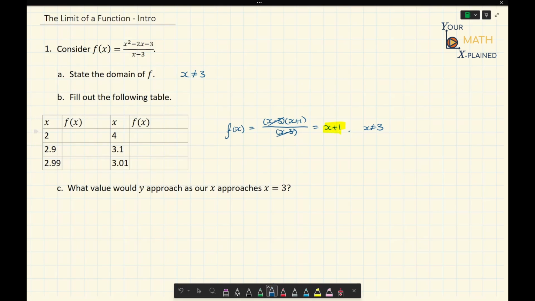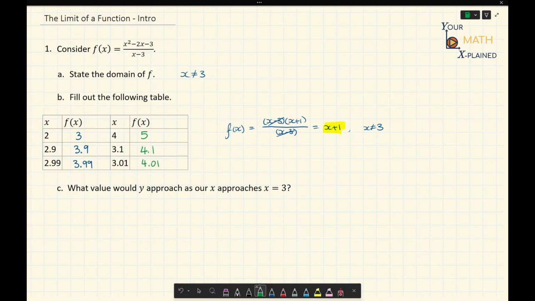So if x is equal to 2, f of x would be 2 plus 1, so that'll be 3. When x is equal to 4, this is going to be 4 plus 1, so that'll be 5. And then when x is 2.9, this is going to be 3.9. And then this is going to be 3.99. And then on the other side, we have 3.1. So f of 3.1 would be 4.1. And this would be 4.01. So now the question is, what value will y approach as our x approaches 3?